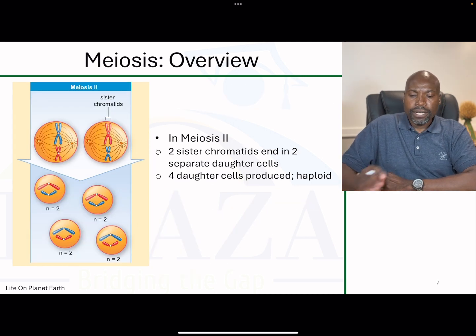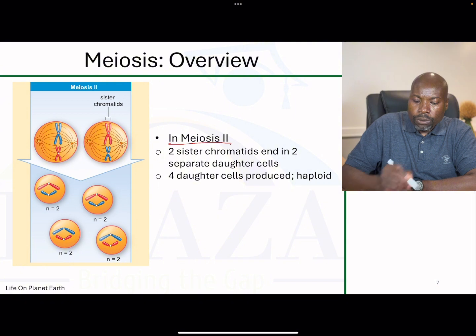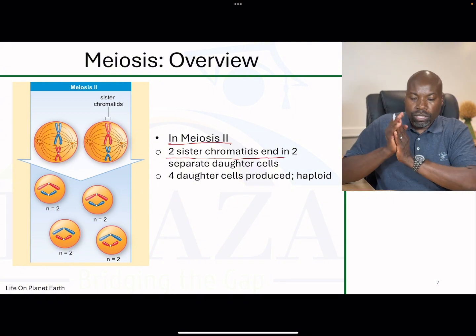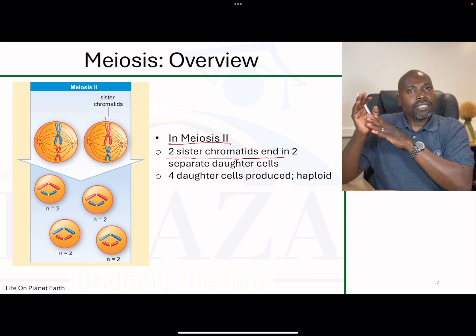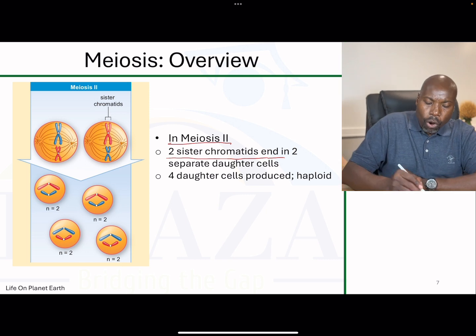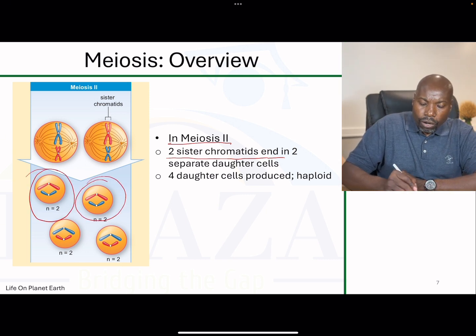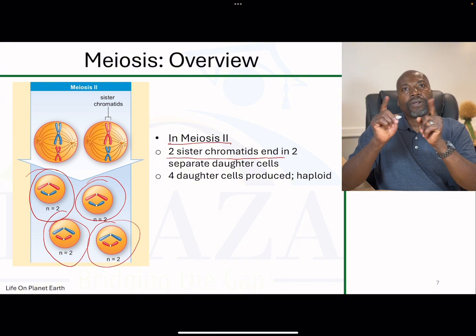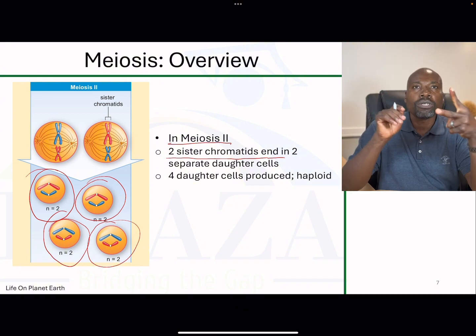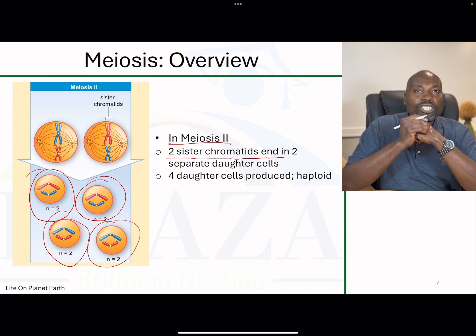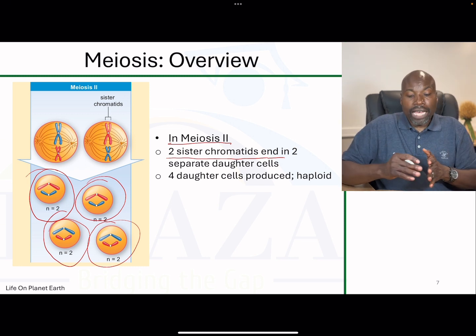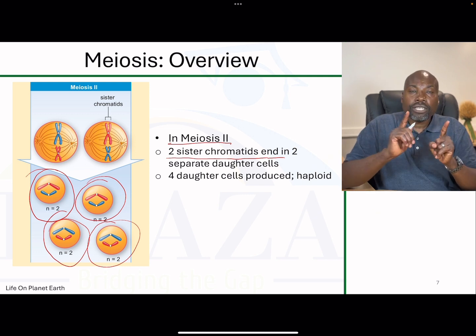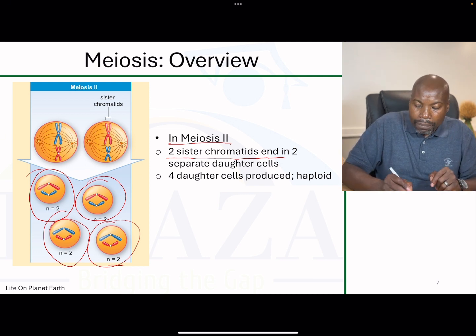All right. So in meiosis 2, you have the 2 sister chromatids that are going to end up in 2 separate daughter cells. And this is going to lead to the production of 4 daughter cells, because remember that meiosis 1 produces 2 daughter cells. The second division is each of the two daughter cells dividing so that we have 4 daughter cells. And each daughter cell is actually haploid.